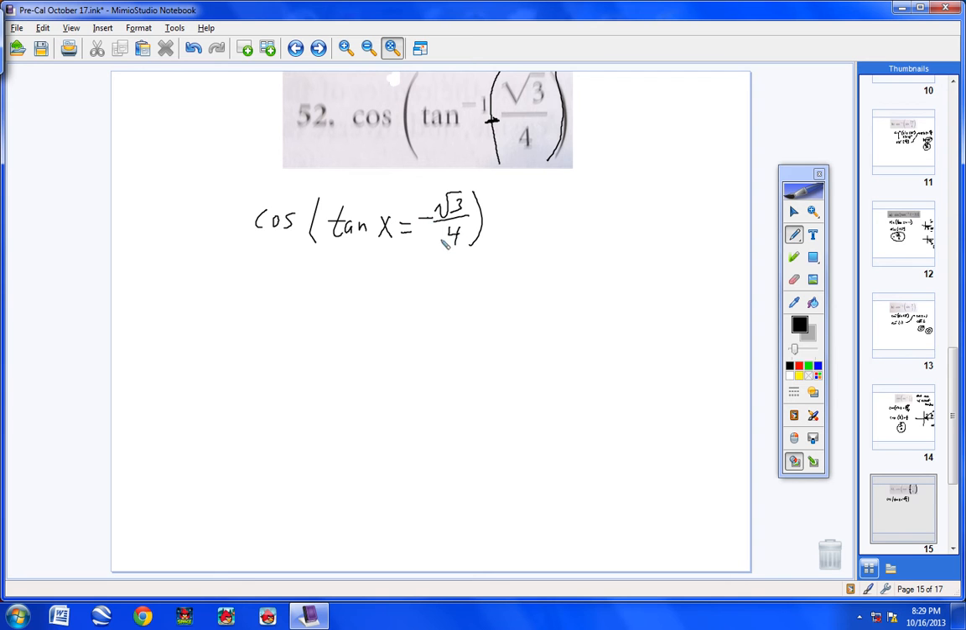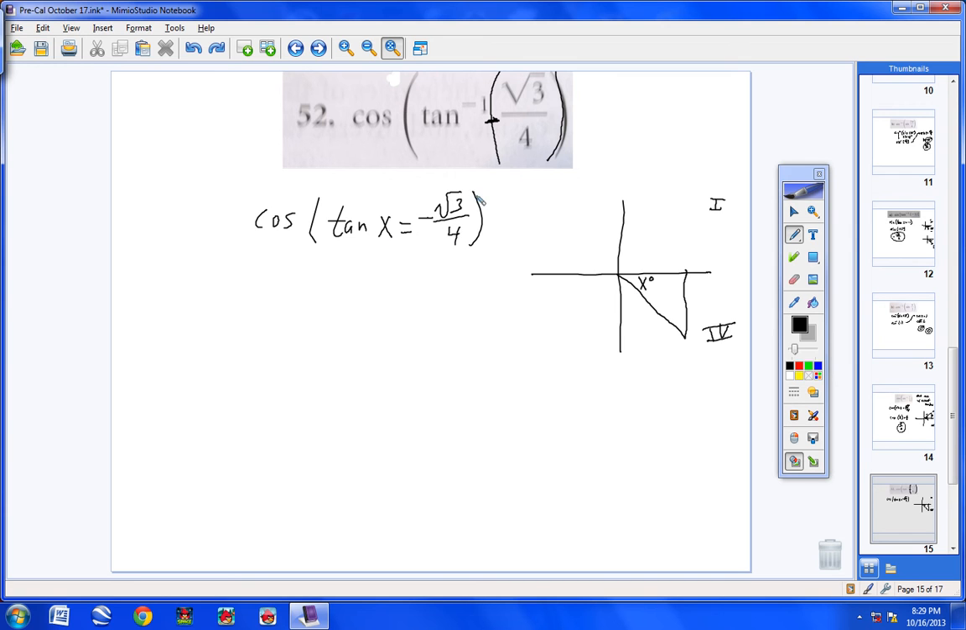Now, I want you to use exact numbers, so we're going to have to draw a triangle over here. Remember, tangent of some angle, inverse tangent, is always restricted to the first and fourth quadrant. And look at this number. It's a negative square root of 3 over 4, so I know I'm down here in the fourth quadrant. All right? Now, I'm going to put my x right here, x degrees. Why? Because I don't know what x is. I could use a calculator and get some really long decimal answer. I don't want to do that. I'm trying to get exact numbers, so I'm just going to leave it x.